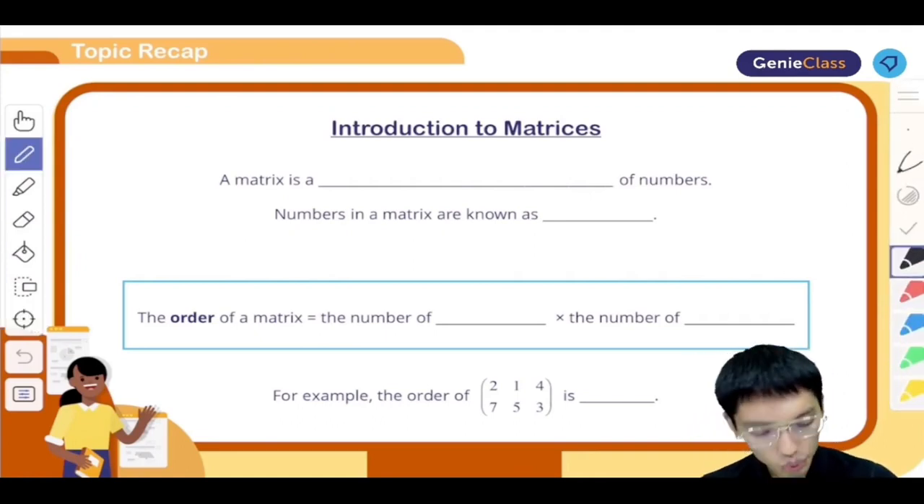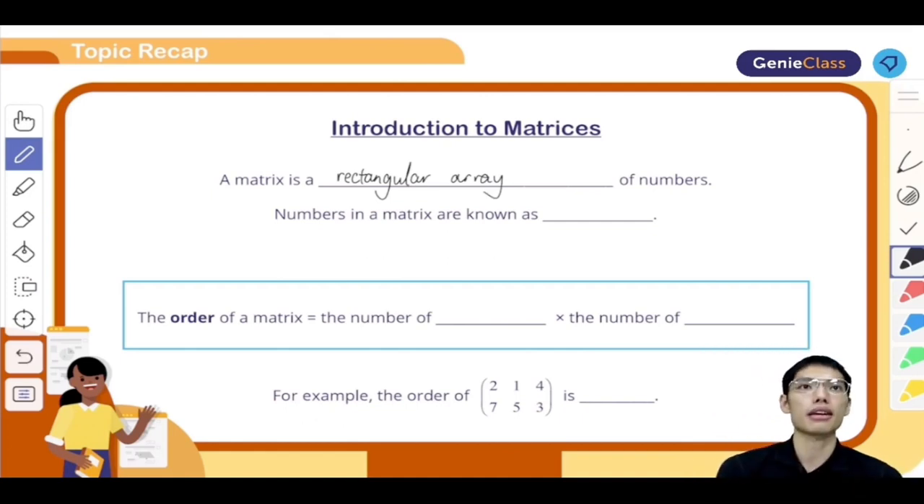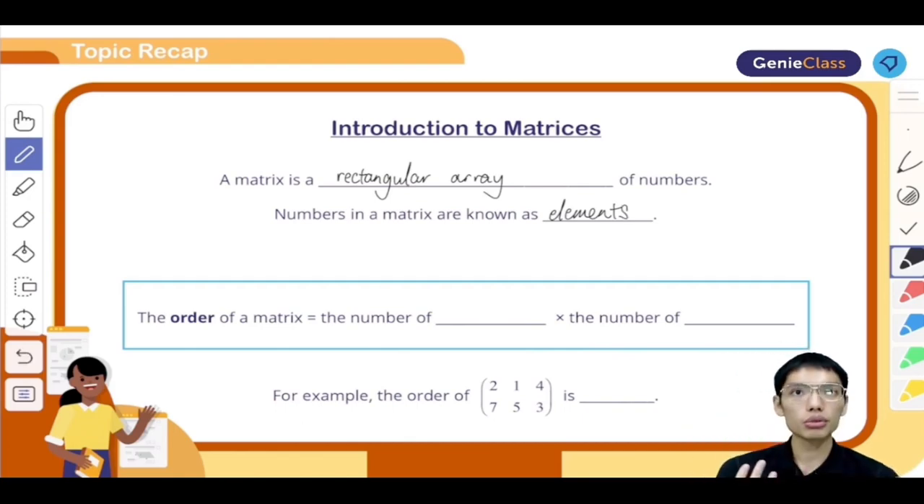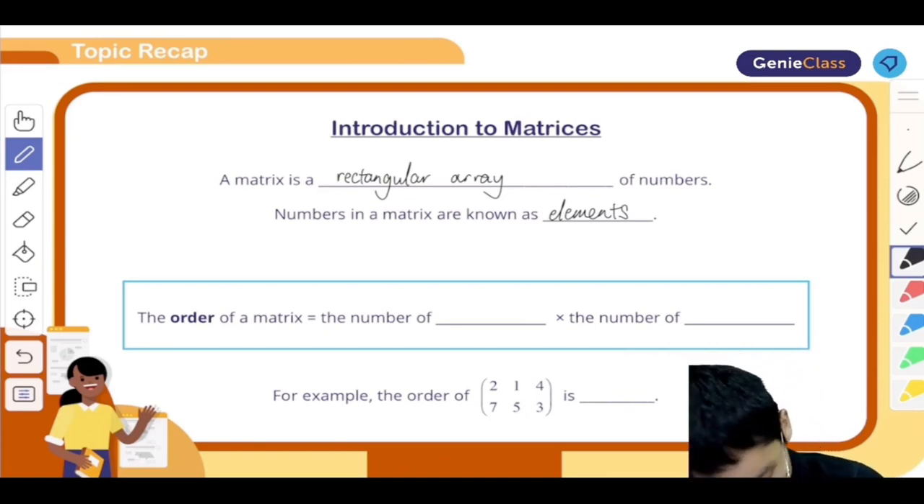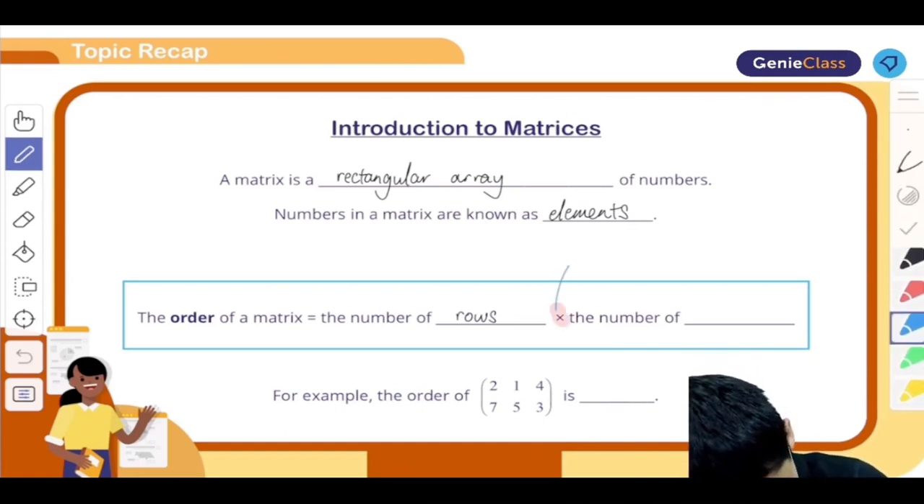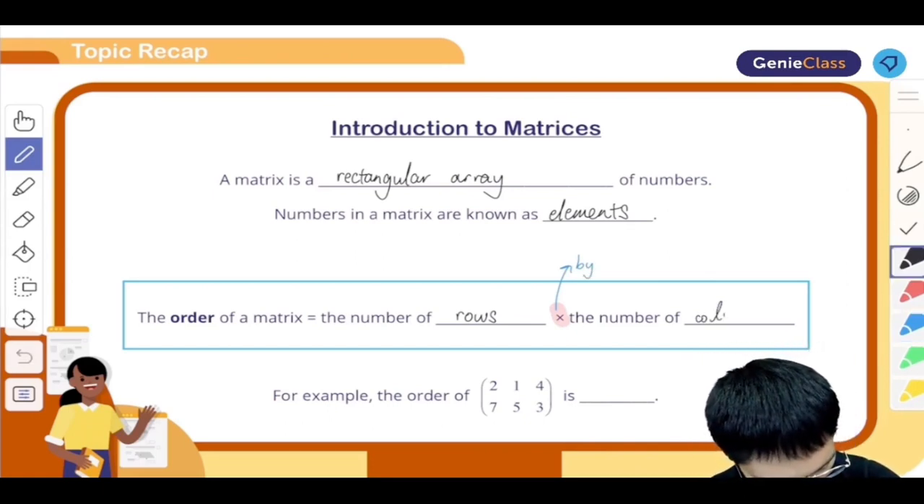Now, let's recap. We know a matrix is expressed as a rectangular array of numbers. The numbers inside, we call them the elements. First thing to take note of when we talk about matrix multiplication: the order is very important. The order of the matrix is the number of rows. A pointer over here, this says times, but in English, we say it is by. So the number of rows by the number of columns.